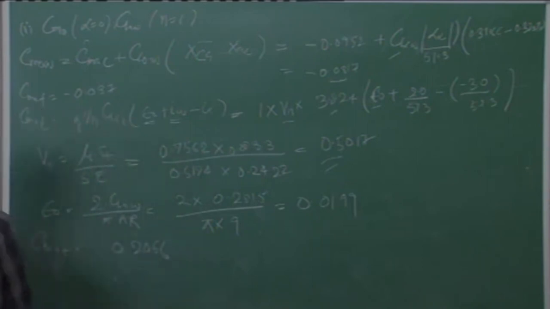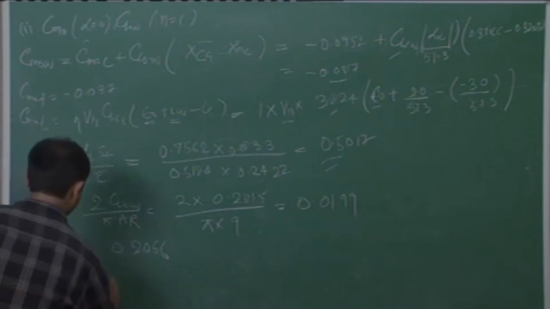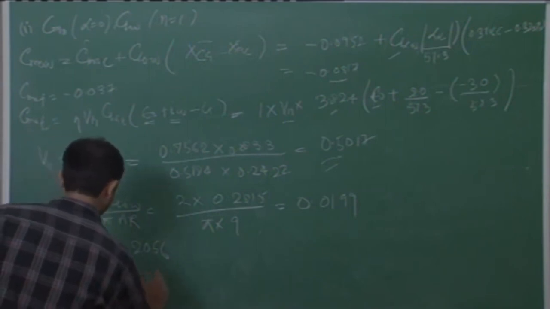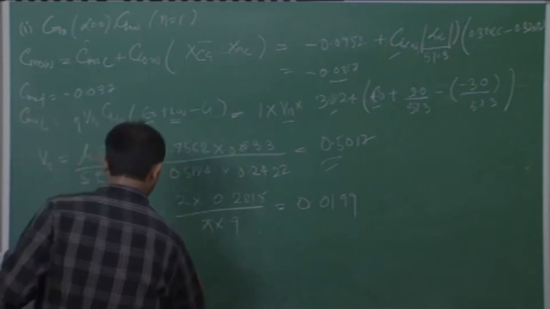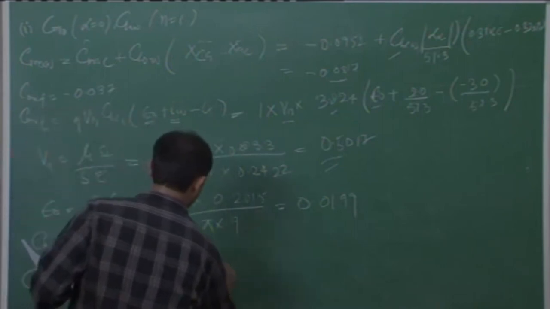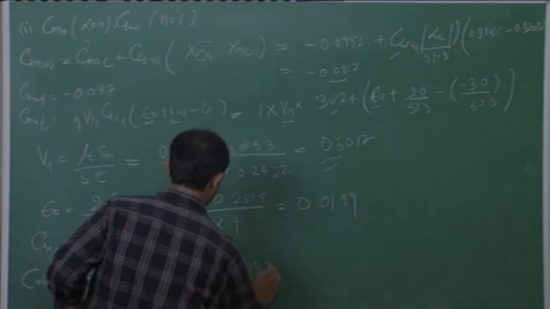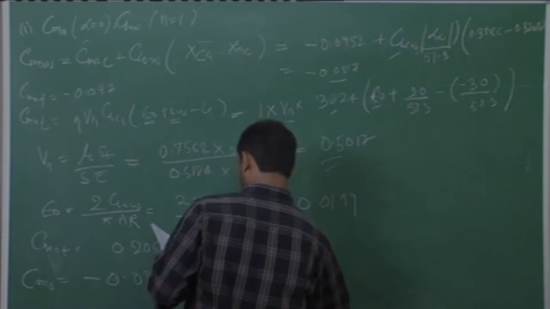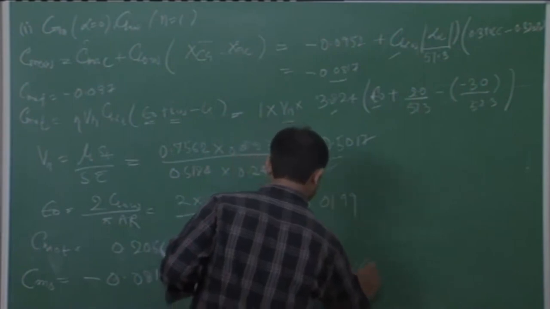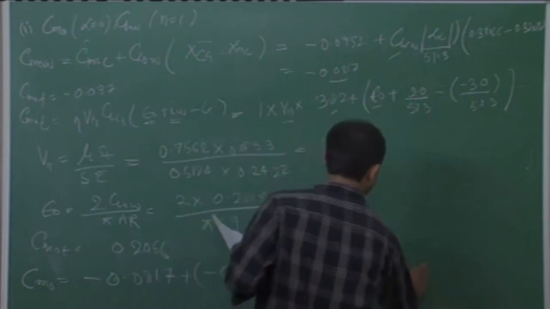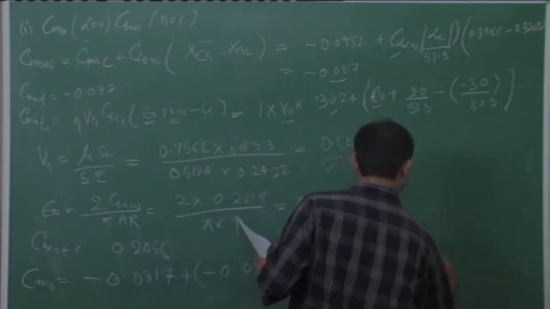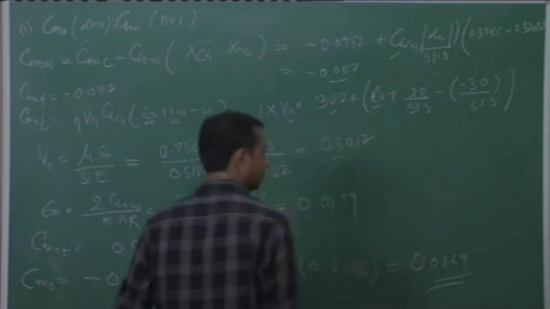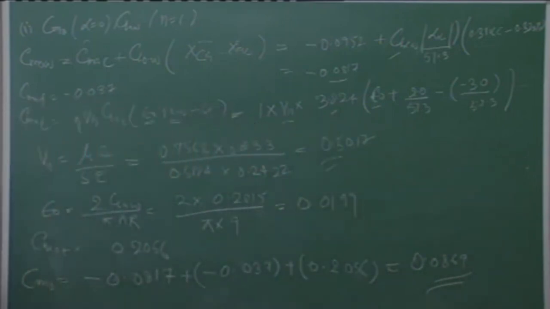0.2056. So your total CM naught will be minus 0.0817 plus minus 0.037 plus 0.2056, which is equal to 0.0869. This is the value of CM naught.